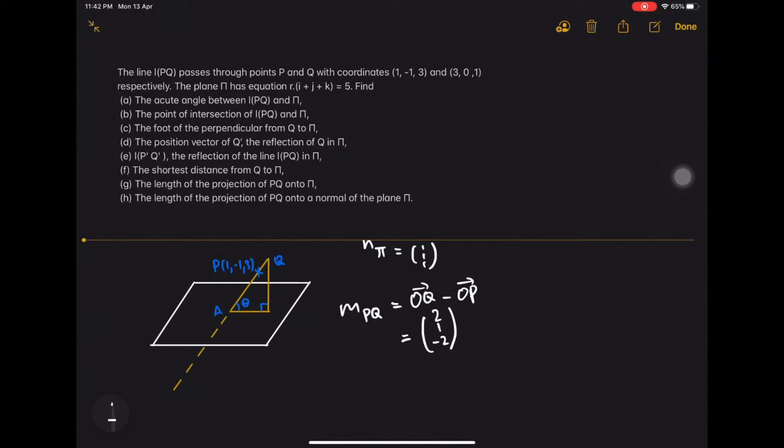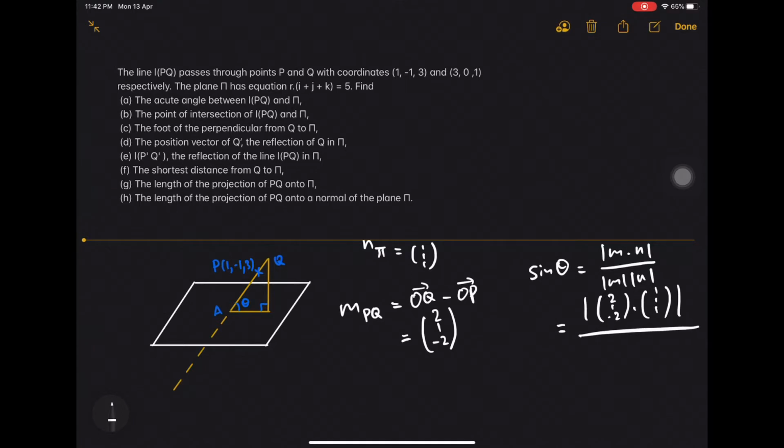So we'll be using the formula for this. It will be sine theta, with my direction vector for PQ and the normal vector for the plane. So this is the formula, and we're going to put the values in. I have 2, 1, negative 2, and I take the scalar product with my normal vector for the plane, 1, 1, 1, and divide by the square root of this.